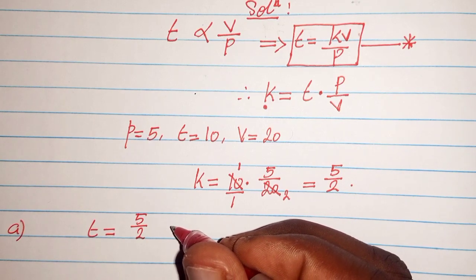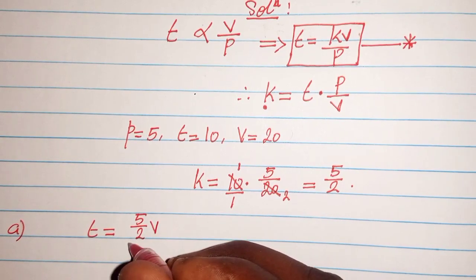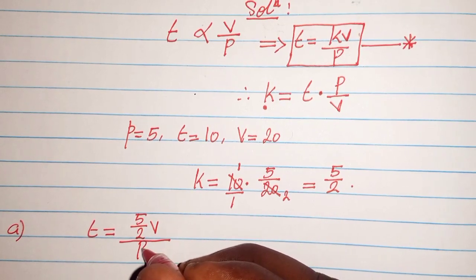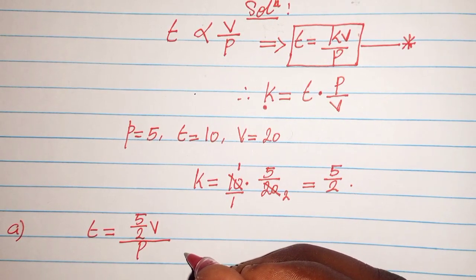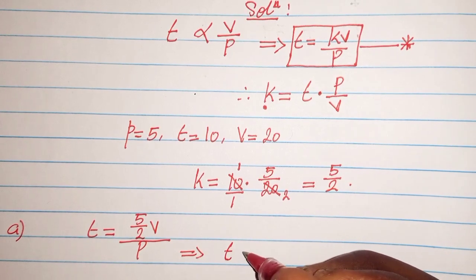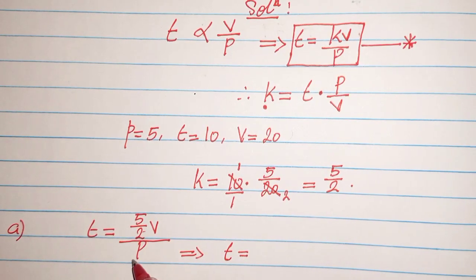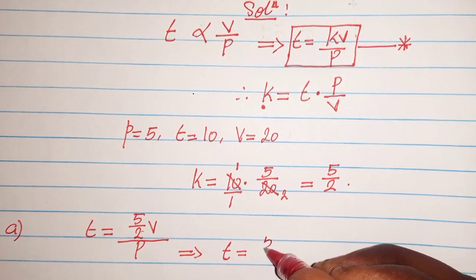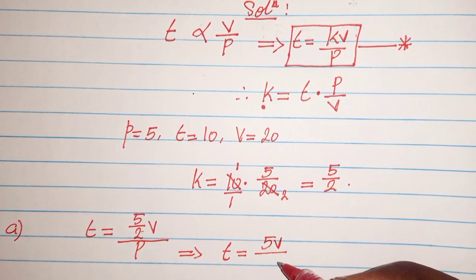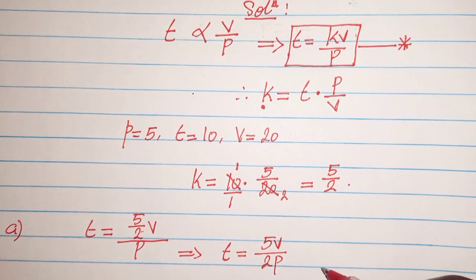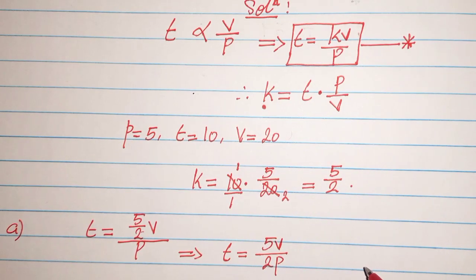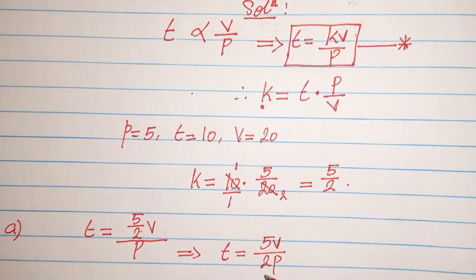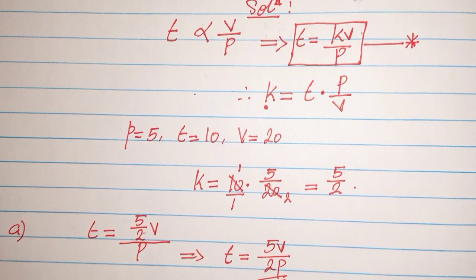Then our V divided by our P here. So this implies that our T, we can bring this 2 down here so that you can multiply with the P. So this implies that our T is equal to 5V all over 2P. So that is our relationship between T, P, and V. So this answers question A.